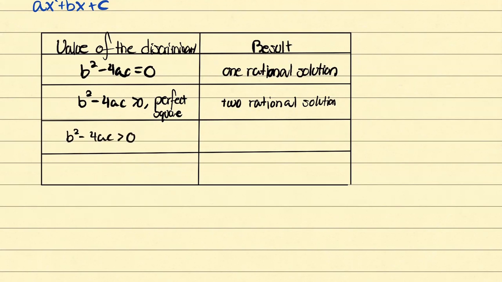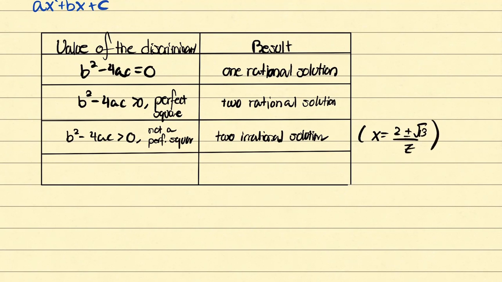So if the discriminant is greater than 0 but not a perfect square, we get 2 irrational solutions. Irrational solutions meaning you're going to have leftover square roots of like 13 or something like that. So your solutions would look like this: maybe x is equal to 2 plus or minus root 13 over 7. These are 2 irrational solutions.